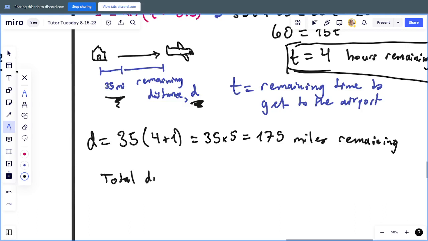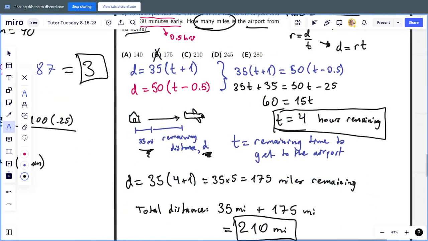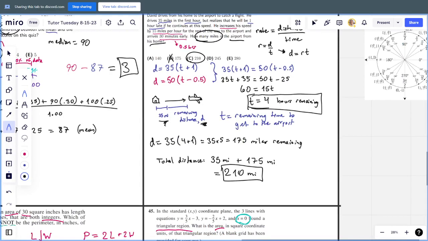The total distance that he drove is going to be 35 miles plus the 175 remaining miles that he has to drive, which is going to be 210 miles, which is C. I like that problem. It's a bit tricky.